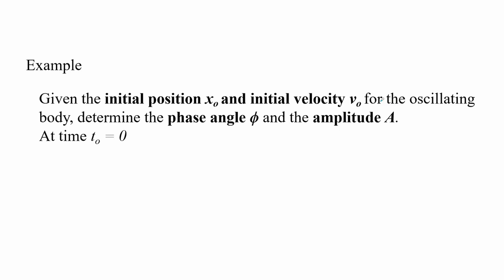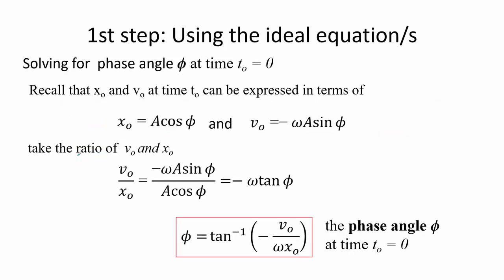Here we have an example. We are given the initial position x0 and initial velocity v0 for the oscillating body. Determine the phase angle phi and the amplitude A at time t0 equal to 0. First step is to use the ideal equation.